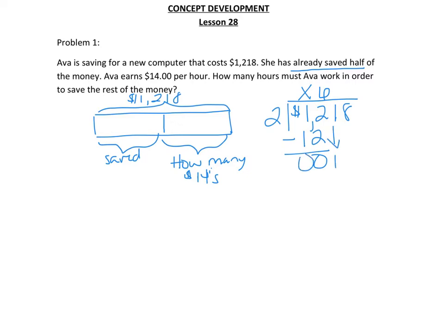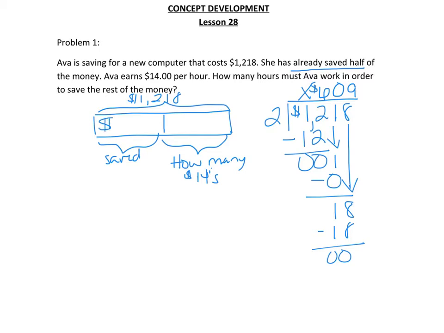So 1 divided by 2 I can't do, so I'm going to put a 0. 0 times 2 is 0. 1 minus 0 is 1. Bring down the 8. 18 divided by 2, or how many 2's can go into 18? Well, that's 9. 9 times 2 is 18. Subtract, it's a beautiful thing. So it's $609 is how much she saved.